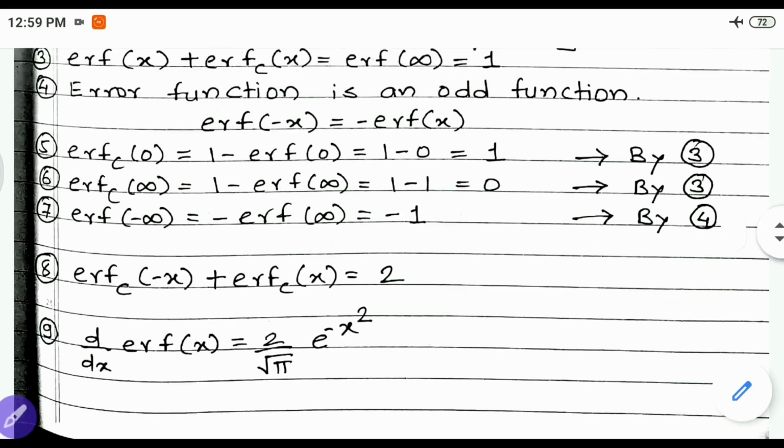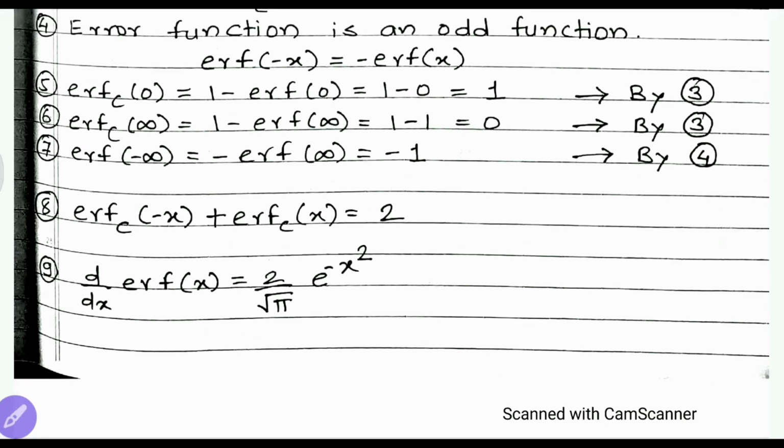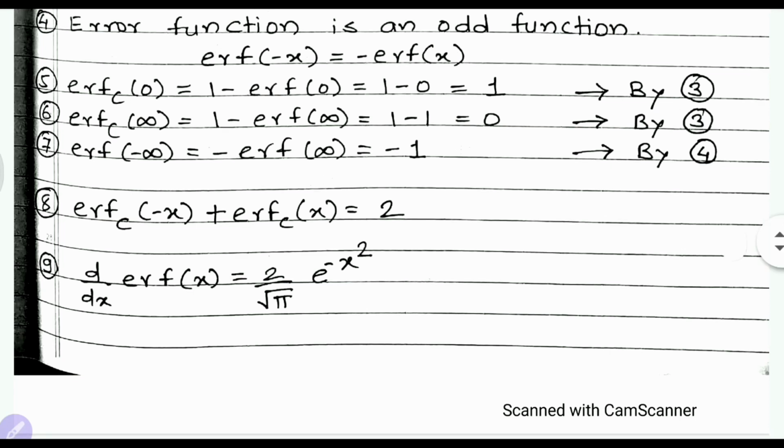Fine. Now the next important property is the derivative of error function of x. Again, to find the derivative of error function of x, we need to do as per the second rule. And in the example, we are going to see how to prove it. But I'll just give you the simple trick with the help of which you can easily remember the derivative of error function of x.